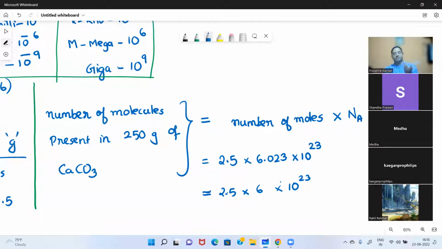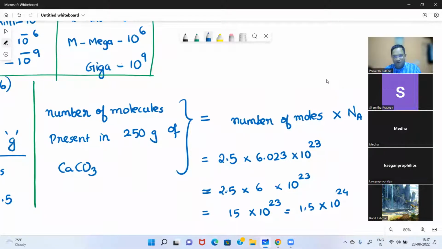Because you'll be given options, so you can see whichever is the closest option. 2.5 into 6. What is 2.5 into 6? That will be 15, because 25 into 6 is 150. So 2.5 into 6 will be 15. So it's 15 into 10 to the power 23, or I can say 1.5 into 10 to the power 24 molecules.